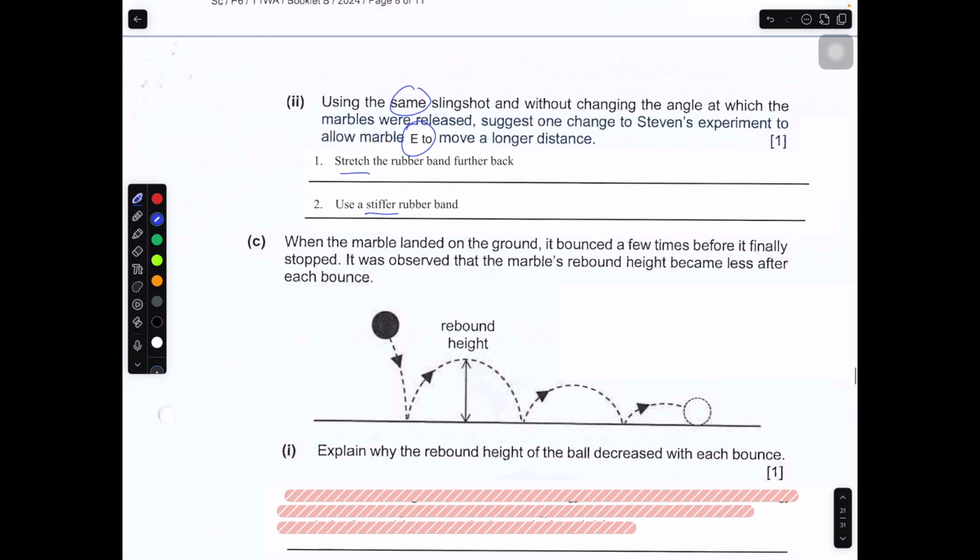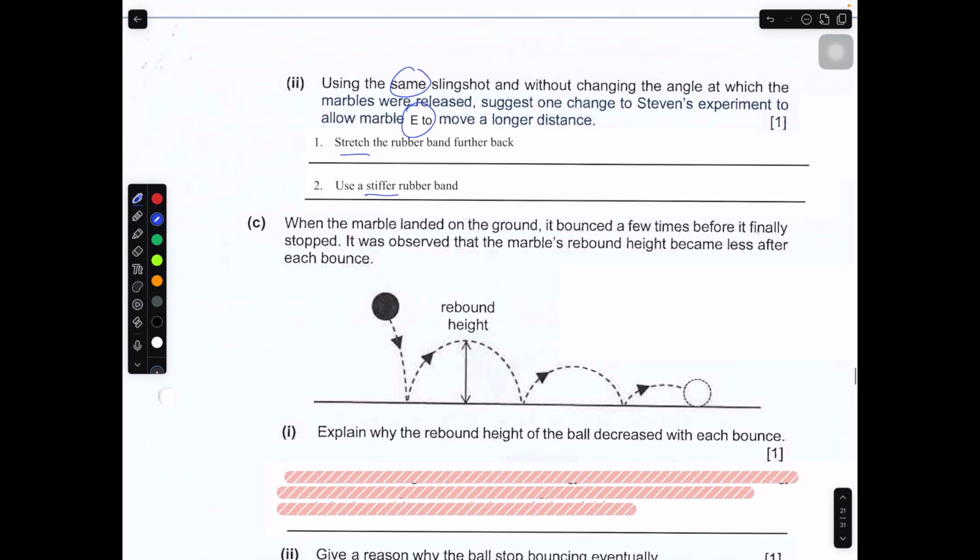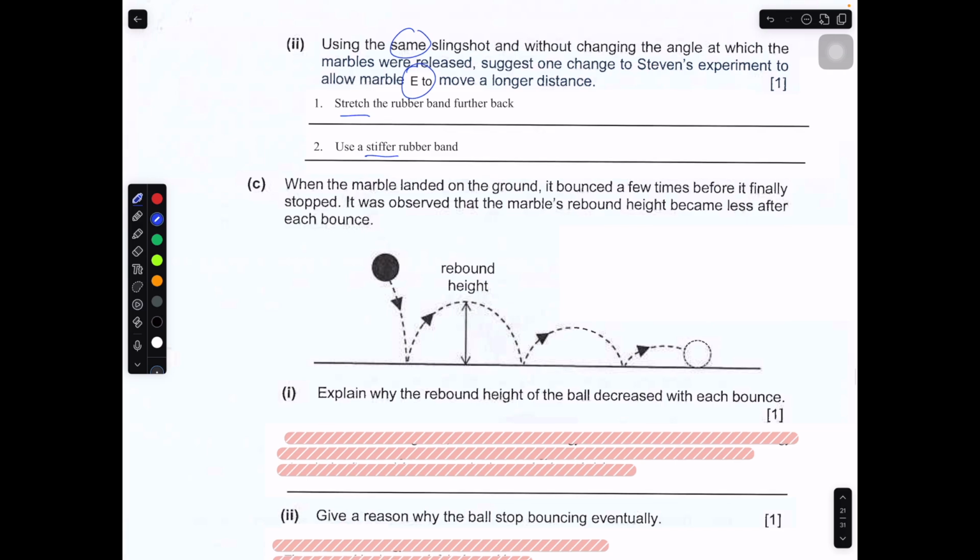When the marble lands on the ground, it bounces a few times before finally stopping. It was observed that the marble's rebound height became less after each bounce. It means over here, the height becomes lower and lower until it reaches the ground. Every time it bounces, it gets lower and lower. Explain why the rebound height of the marble decreases with each bounce.